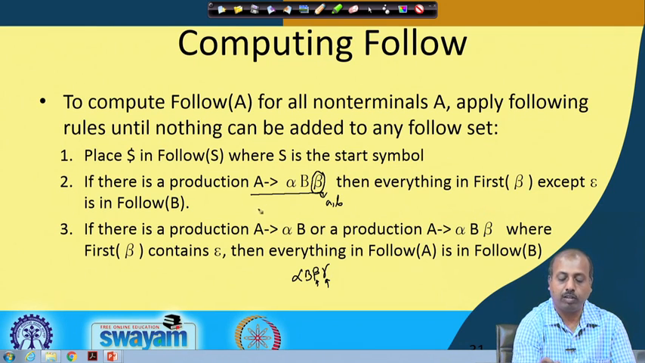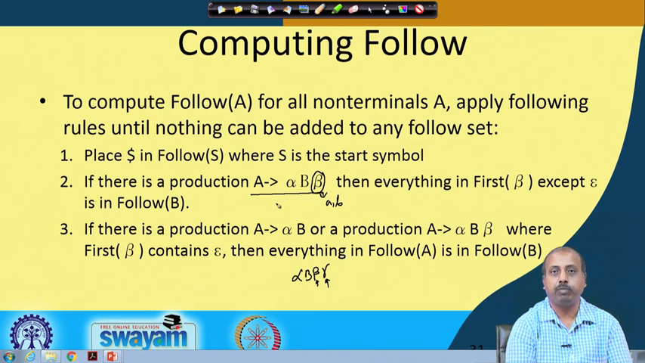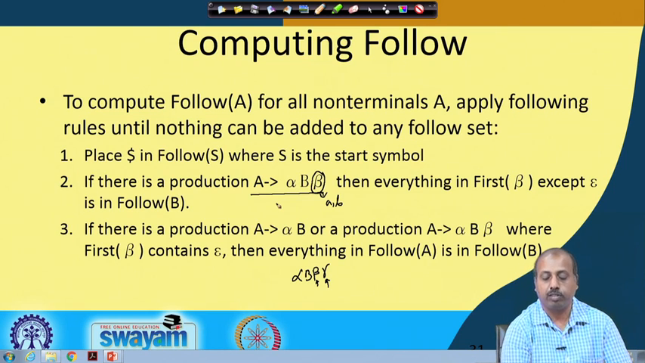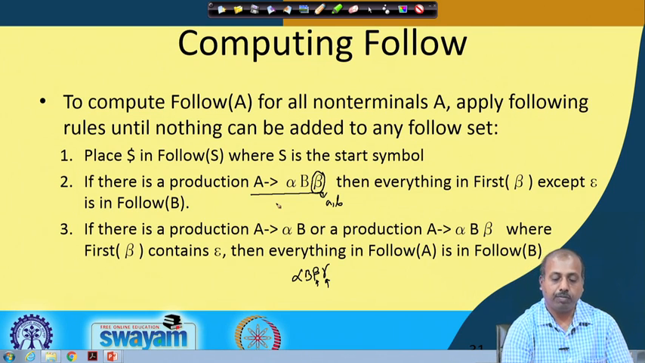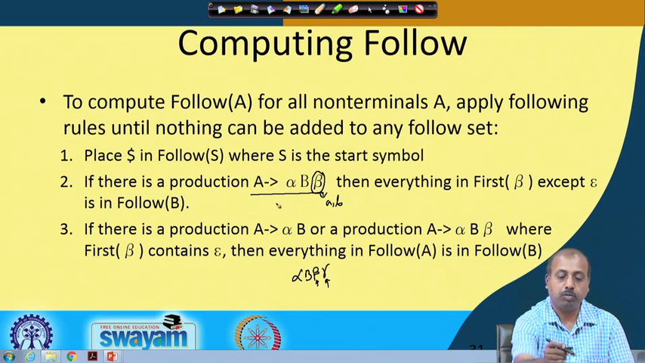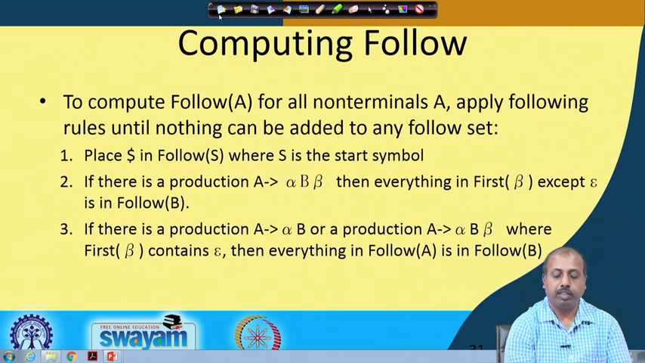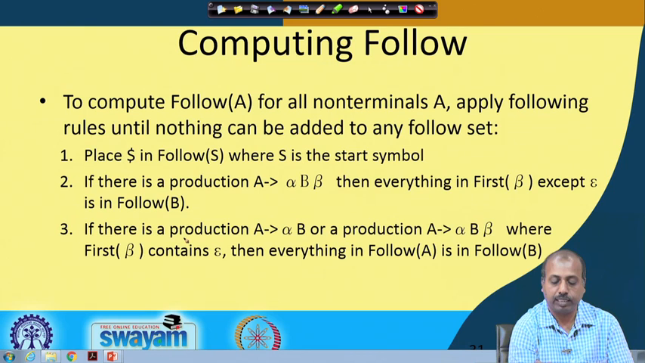So whenever you have a rule like this, A producing alpha B beta, whatever is in first of beta will be in the follow set of B. So that is one rule. The other rule is if there is a production A producing alpha B or A producing alpha B beta. I will come to this part later.